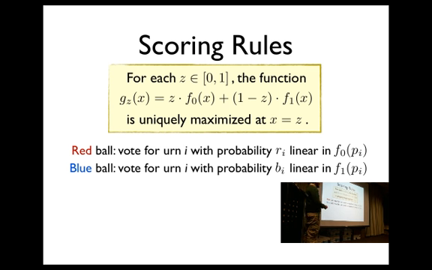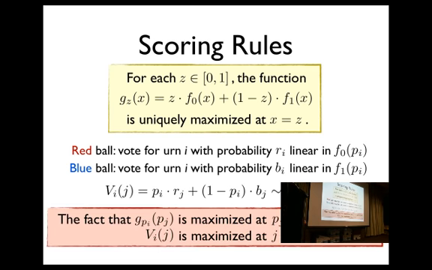And if I pick a blue ball, then I will vote for Urn I with probability Di, which is linear in F1 of pi. Okay, so that's what the voters will do. Again, it's a symmetric strategy. Now, that's the expected number of votes to Urn J if I is the unknown Urn, which is going to be pi times Rj plus 1 minus pi times Dj, which you see looks quite a lot like g_z of x, if we just use pi instead of z and pj instead of x. Right? Dj is actually F1 of pj, so it really matches.